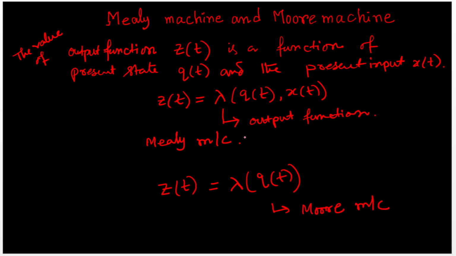So the basic difference is the output function. In case of a Mealy machine, it depends on both the present state and the present input, that is q t and x t both. If it depends on both, then we call it a Mealy machine. But if it depends only on the present state and is independent of the present input, then we call it a Moore machine.